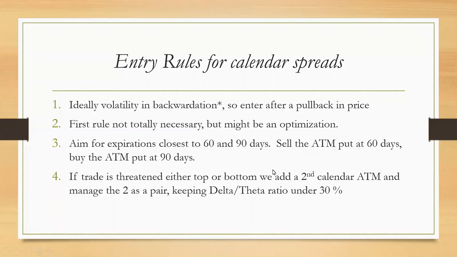So let me move along here. Okay, 60 and 90 days is the rule of thumb. If the trade is threatened on either the top or the bottom, so we're trying to blow out the top of our trade or the bottom of the trade, we'll add a second at the money calendar and manage the two as a pair. And I'm using the delta theta ratio to keep an eye on things. Yes, I put on a new trade. It's making a double calendar at the same expiration.